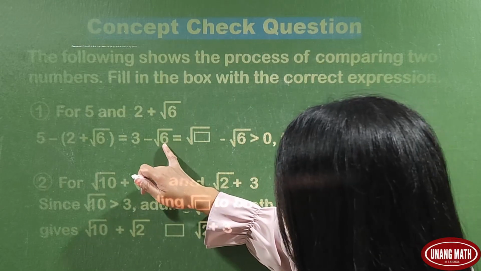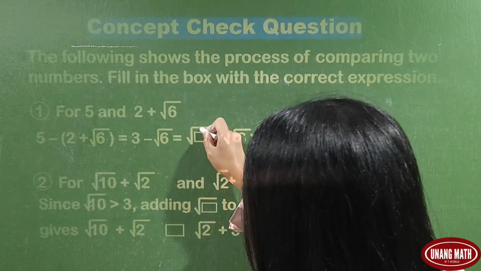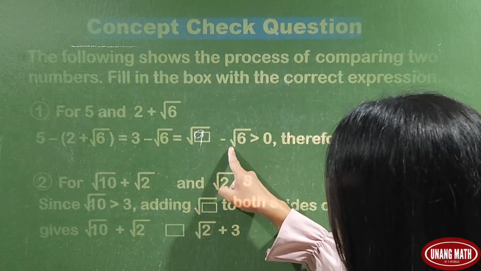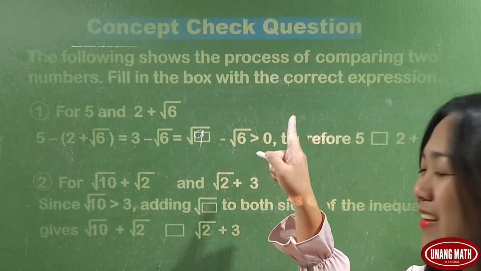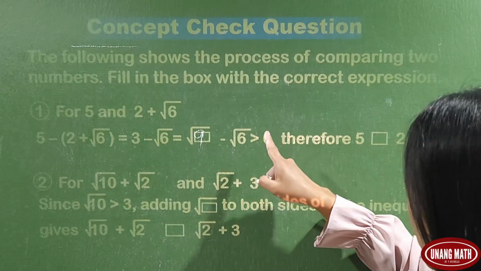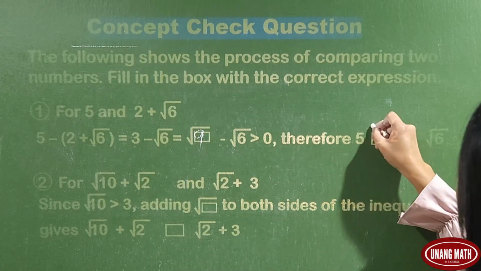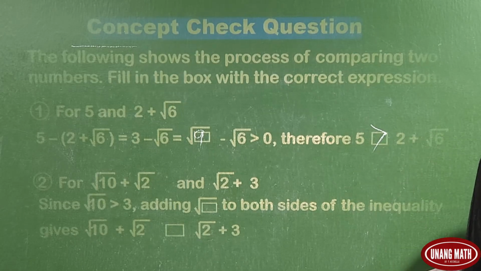Okay, if it's square root of 6, then if we're going to square 3, then this is now 9. So this is square root of 9 minus square root of 6. And this is greater than 0. Therefore, 5 is greater than 2 plus square root of 6.